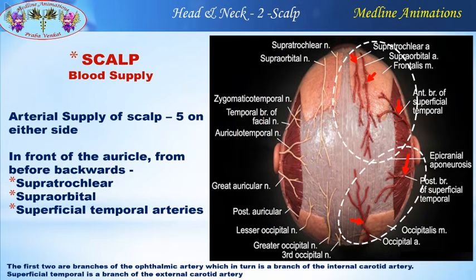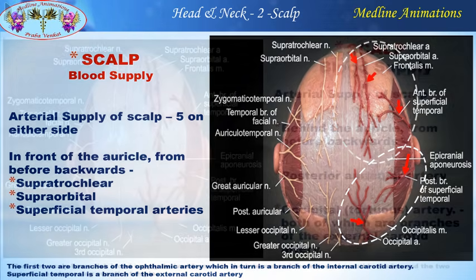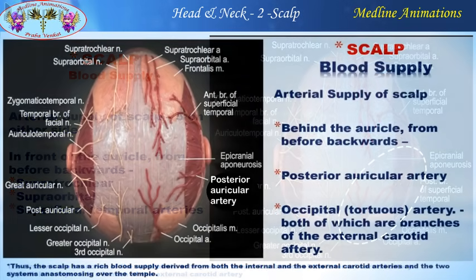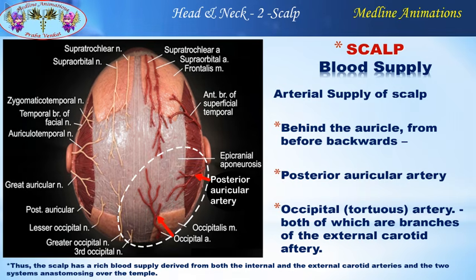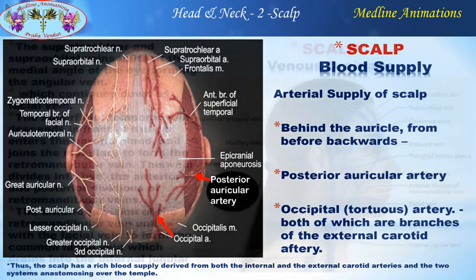All the 5 arteries anastomose form a network over the scalp and supply the scalp. So the network of arteries over the scalp is a communication between the internal and external carotid arteries. The arteries supplying behind the auricle from before backwards are posterior auricular artery and occipital artery. Both are branches of the external carotid artery. Thus, the scalp has a rich blood supply from both the internal and the external carotid arteries.